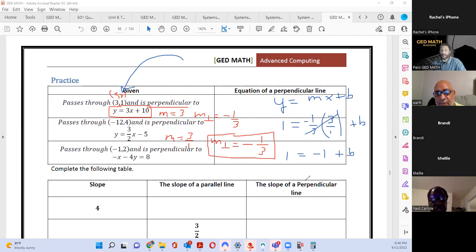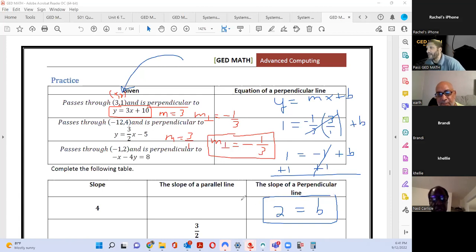In order to get the b by itself, what do I need to do? Add 1 to both sides. I then combine it. 1 plus 1 is what? 2. Bring down my equal. The 1 and negative 1 cancel. I bring down my b. I now know my slope is negative 1/3. I know my y-intercept is 2.